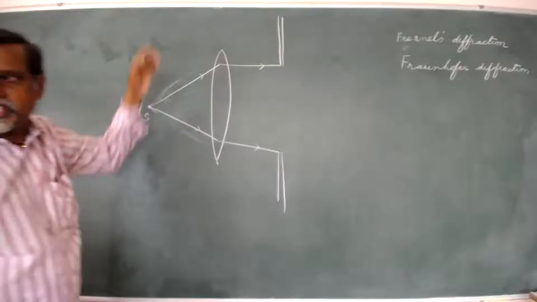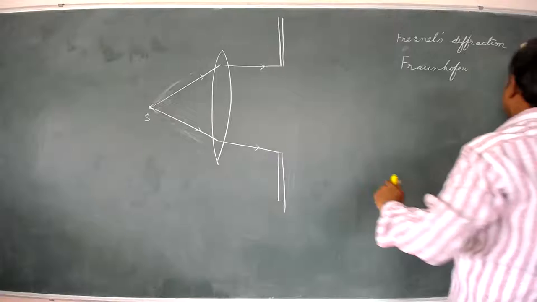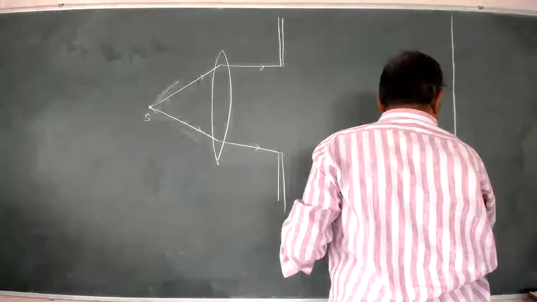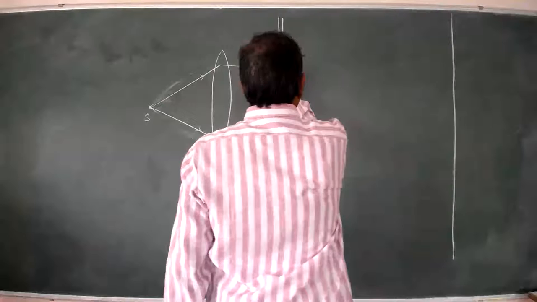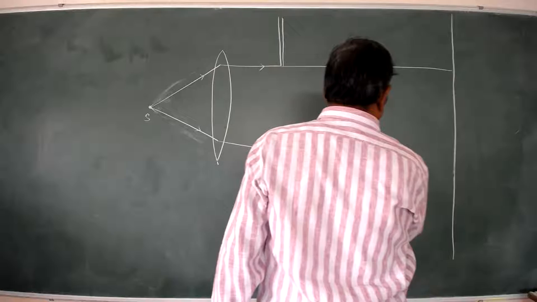Now, on the other side, we need to place one screen. This is the screen. Now, on the screen, a diffraction pattern is observed. And as per your idea, what happens? This light ray must travel like this.